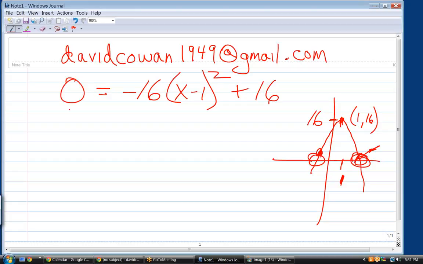Well, if I move this 16 over and do the algebra, we've got minus 16 equals 16 times x minus 1 squared. Divide both sides by 16.